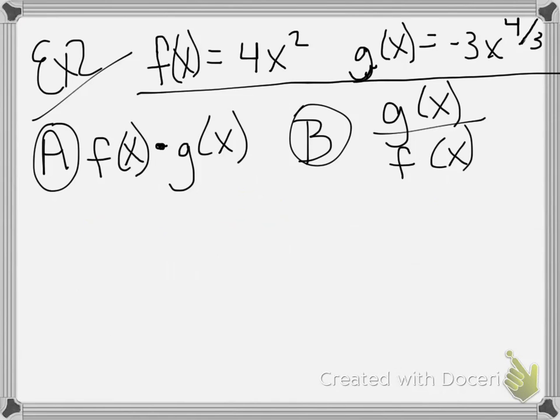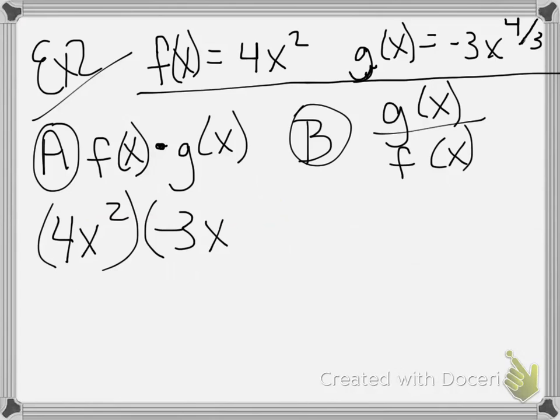The next set of examples I did were using the equations f of x equals 4x squared and g of x equals negative 3x to the 4/3 power. And with these two equations, I multiplied them. So first I have f of x, which is 4x squared, times g of x, which is negative 3x to the 4/3 power. In this situation, I'm going to multiply my coefficients. So 4 times negative 3 is negative 12.